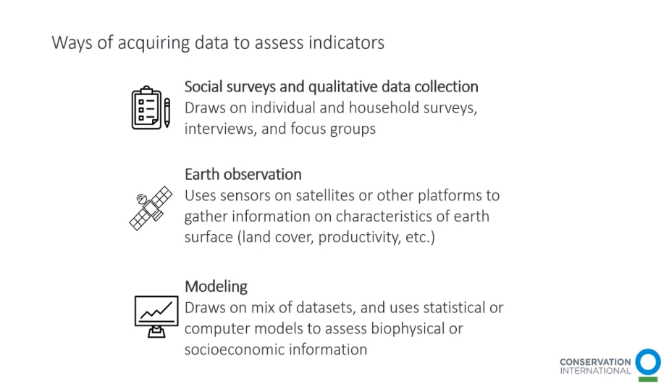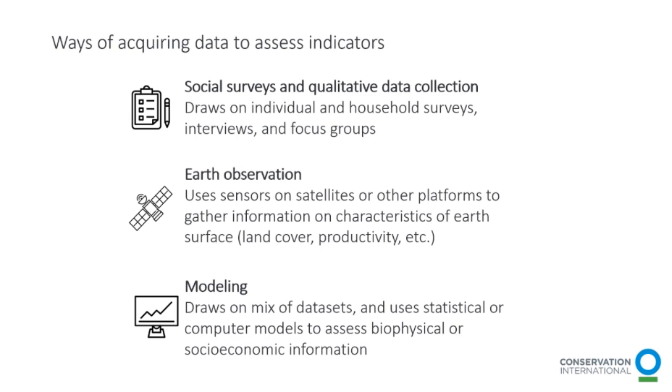So this can be sensors on satellites or other platforms. It could be drones. It could be airborne sensors that can be used to gather information on characteristics of the Earth's surface. So this is particularly useful in understanding land cover, productivity, those types of indicators. And then the little computer screen with the chart indicates where modeling is most useful. And so modeling I've defined as wherever you need to use a mix of data sets and statistical or computer models to assess biophysical or socioeconomic information.